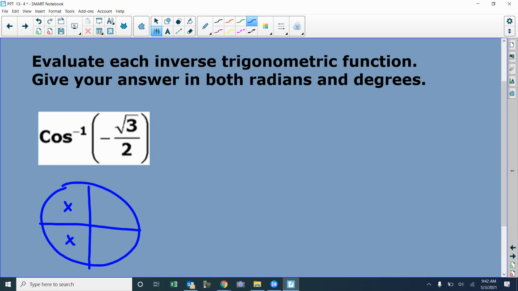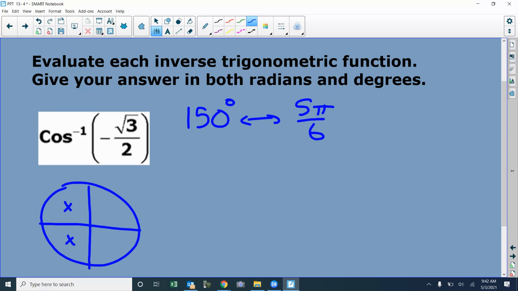150. Okay. So 150 degrees is my first one. And the radian measurement of 150 is? 5 pi over 6. It is 5 pi over 6.